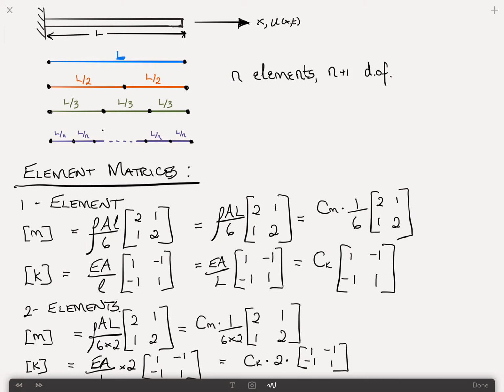I also want to point out, it should be kind of intuitive, that as the element gets shorter, the magnitude of the mass matrix will get smaller because there's less mass. That's why we are dividing by n here. Whereas as the element gets shorter, the stiffness gets higher, it gets more stiff. That's why we multiply by the number of elements here.